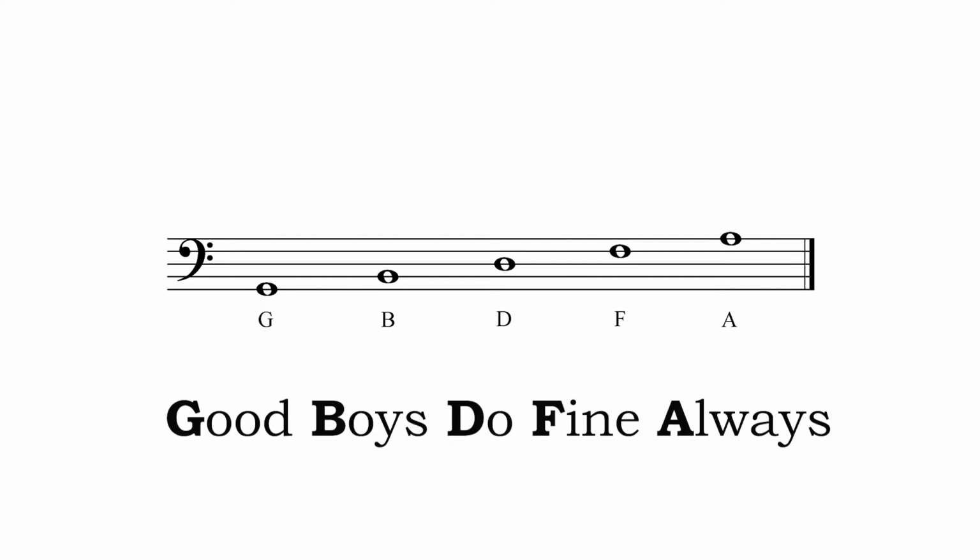The bass clef looks kind of like a fancy F. So the line between the two dots is the note F. The other notes on the lines are G, B, D, F, and A. A good way of remembering this is using the phrase, "Good boys do fine always."